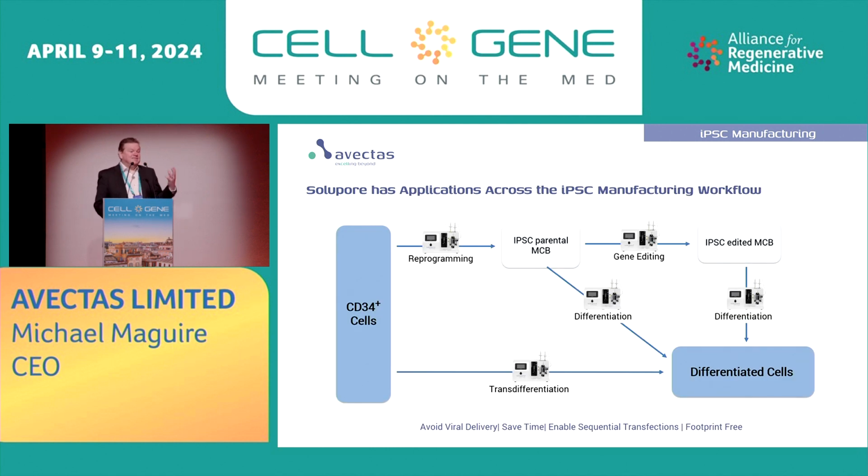So laying these over a typical workflow, putting it all together, if you like, starting with CD34 progenitor cells on the left, we can follow any of the pathways in this workflow where we're reprogramming, editing, or guiding, differentiating those iPS towards their terminal cell type. And in so doing, avoiding the cost and the footprint, if you like, of using Sendai virus. So this is of keen interest to the iPS manufacturing industry, and we would be delighted to pick up the discussion with anybody who is interested in that in the room today.